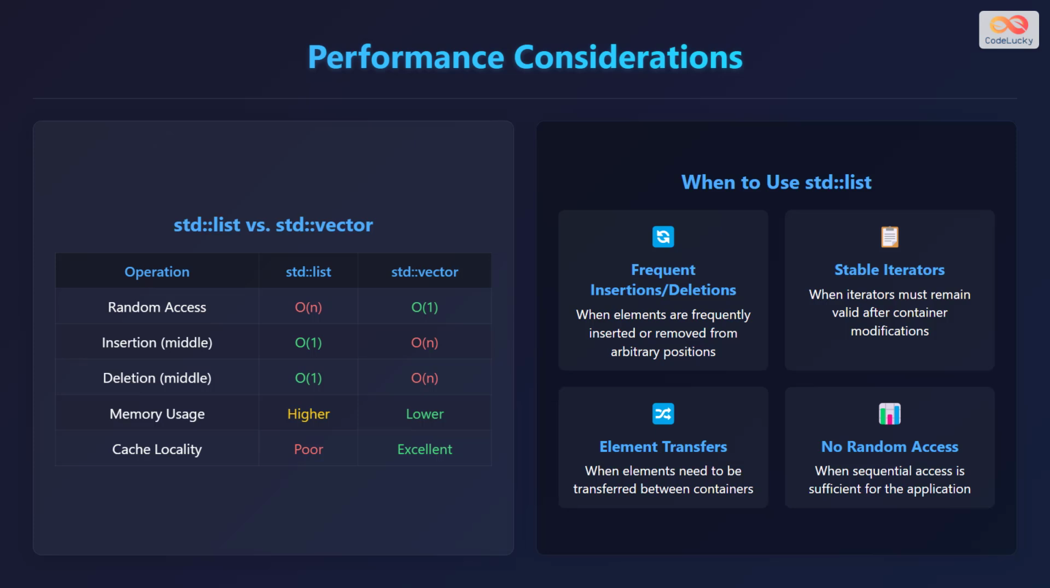Use std::list when frequent insertions or deletions are needed, when iterators must remain valid after container modifications, when elements need to be transferred between containers, and when sequential access is sufficient for the application.